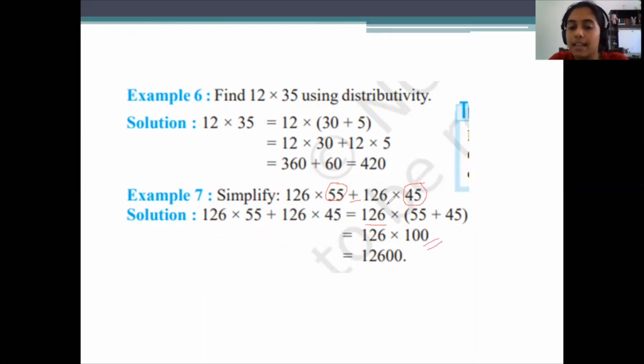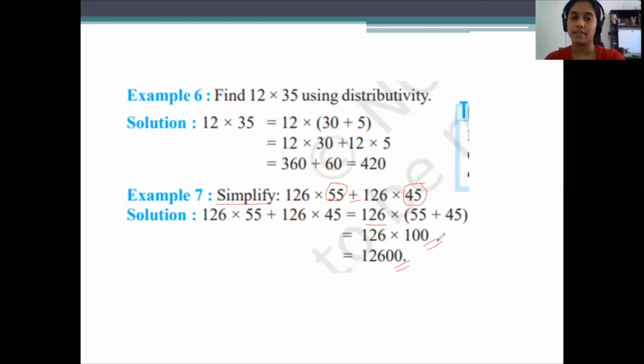Okay. And then here what they have done is 126, they added this and then they multiplied and they got it. Okay. So here if you want, you can use distributive, but 126 into 55 and 126 into 45, the multiplication takes forever. So here they have simplified. The question is to simplify. That's why they've added 55 plus 45 and you got the answer.